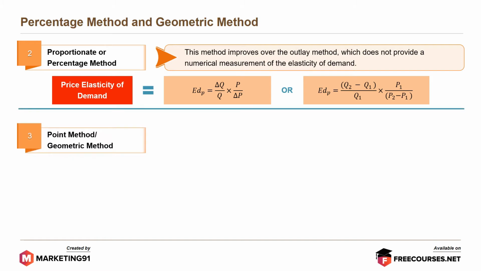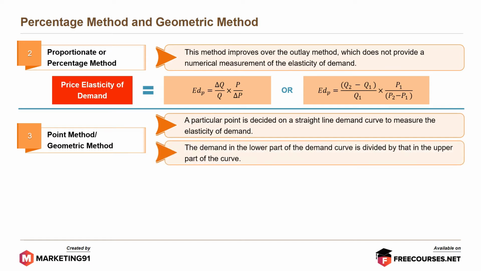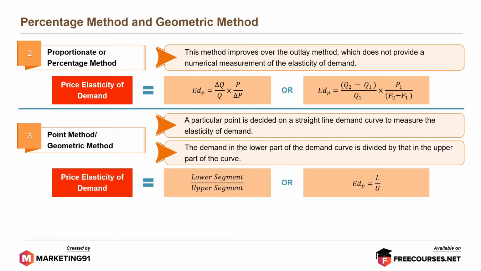Moving on to the point method or geometric method. A particular point is decided on a straight line demand curve to measure the elasticity of demand. The demand in the lower part of the demand curve is divided by that in the upper part of the curve. Thus, price elasticity of demand in this case is equal to lower segment divided by upper segment.